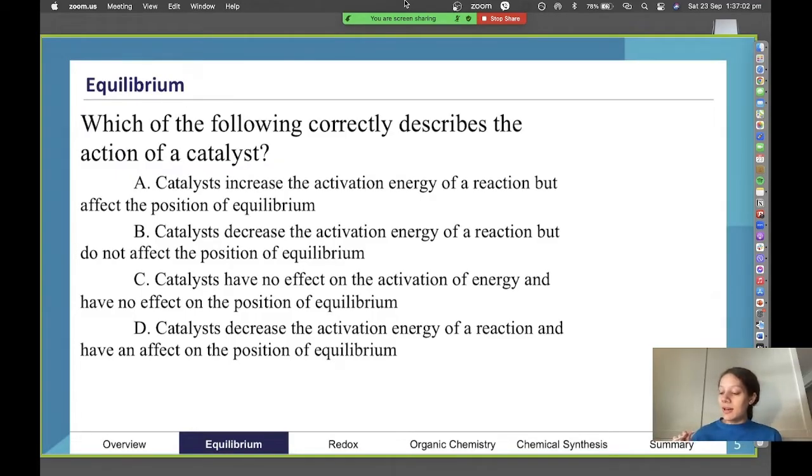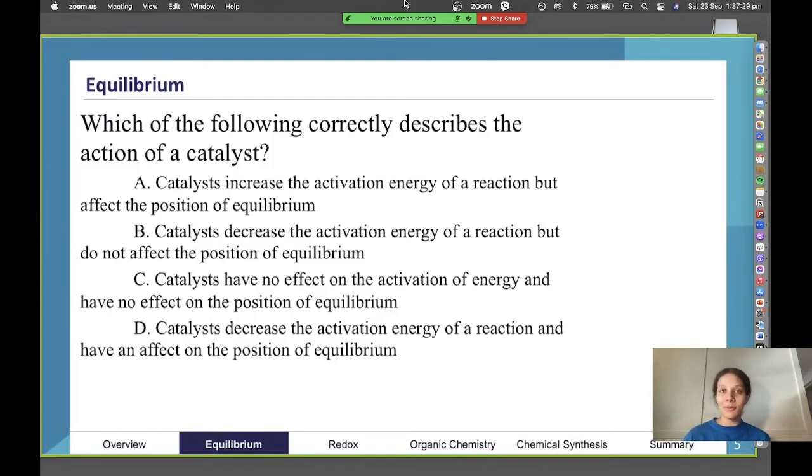We have no effect on activation energy and no effect on equilibrium position, or we can have a decrease in activation energy and then have an effect on the position of equilibrium. So from this question, we've got two main components to think about. We have to think about what catalysts do for activation energy of a reaction and also for position of equilibrium. So the kind of process here is that we want to think about what catalysts do.